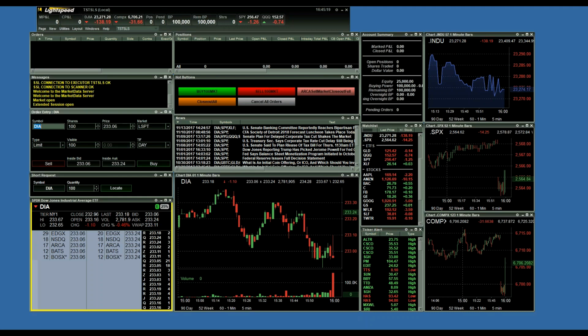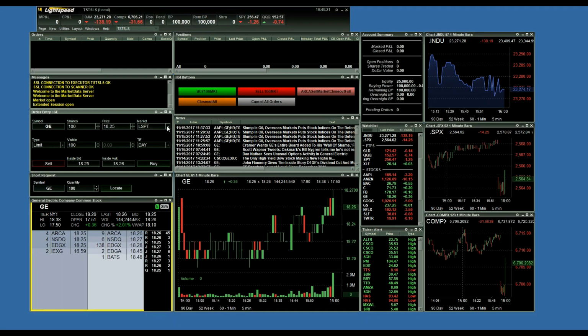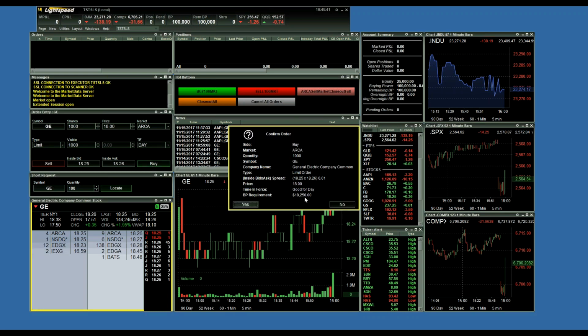So here's an example here, GE. We can see here in my account summary window, I have an equity of 25,000 and buying power of 100,000. So even we'll do 1,000. So we can see here $18,000 is the total transaction cost. But since my buying power is $100,000, that's why I'm able to only have to take 18,000 as a requirement. It's not taking 25% of the market value since I have an inflated buying power number.